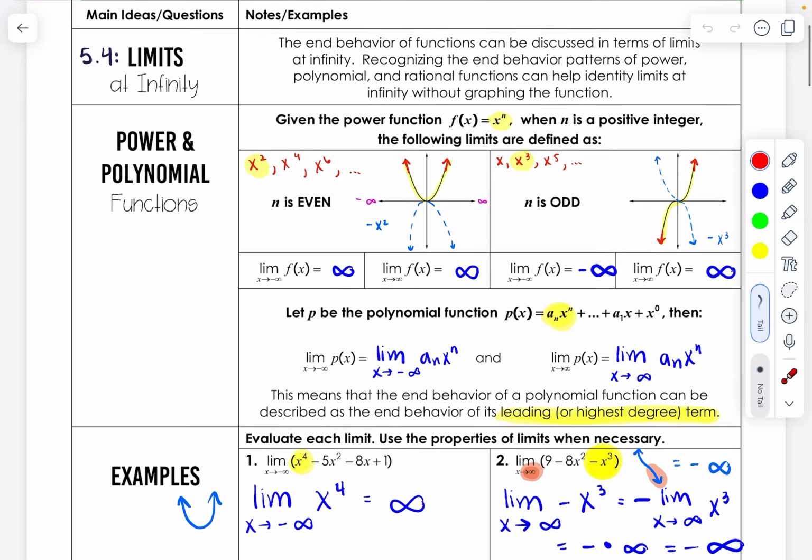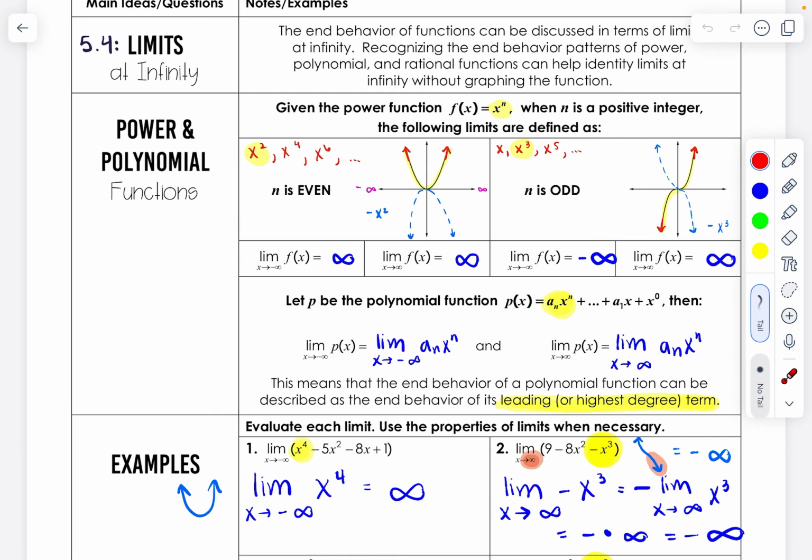Okay, so looking at some examples of this, there's kind of two ways you can show your work. But for both of those ways, the first thing you have to do is identify the leading term. The leading term does not mean the first term in the polynomial. It means the highest degree term, right? So here it's x to the fourth. X to the fourth is even, and it's positive. So this is the end behavior it's going to follow. So even though we're going to the negative side, it's still going up forever, so our limit is going to be positive infinity.